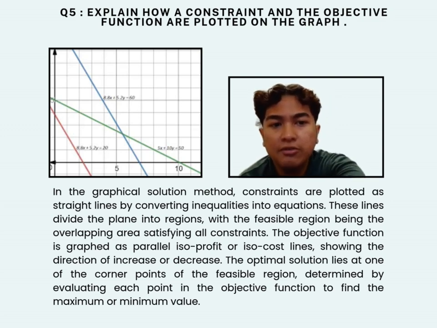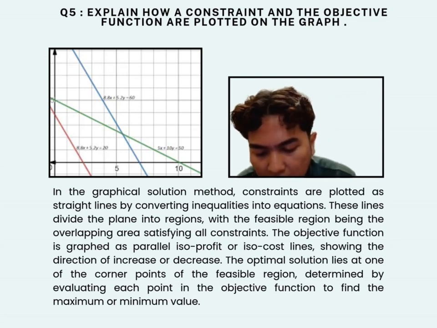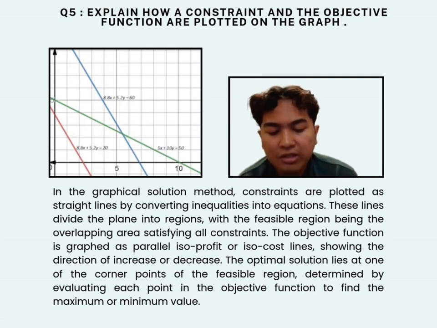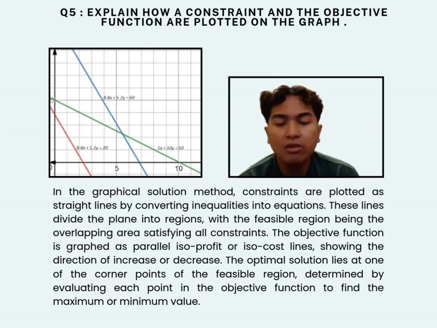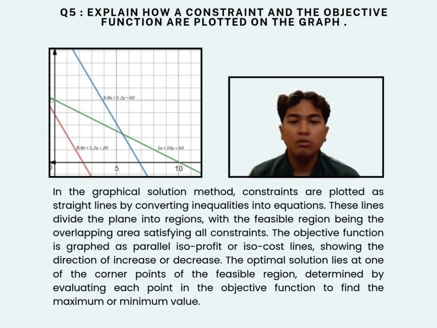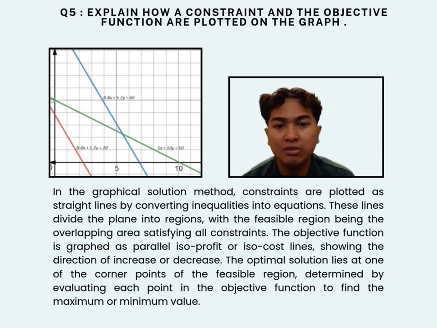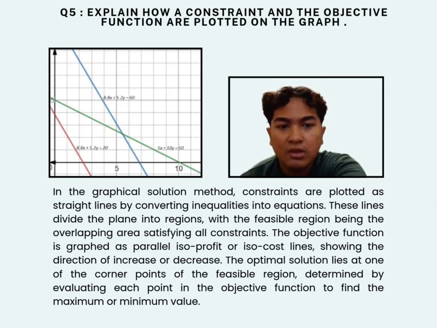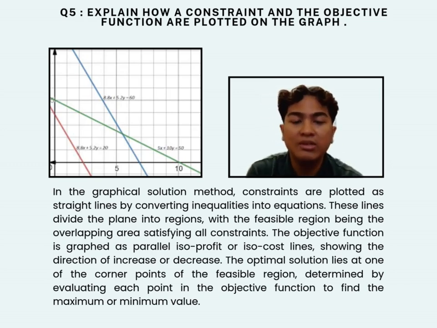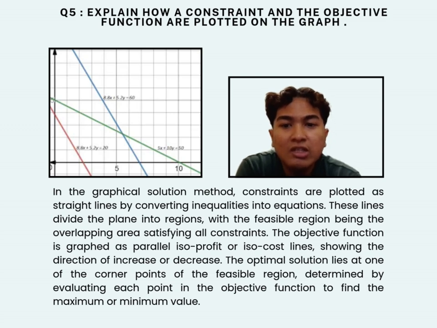For question 5, in the graphical solution method, explain how a constraint and the objective function are plotted on the graph. So I have some ideas to answer this question. My answer is, for the graphical solution method, all the constraints and the objective function are plotted on the graph to identify the feasible region and find the optimal solution.